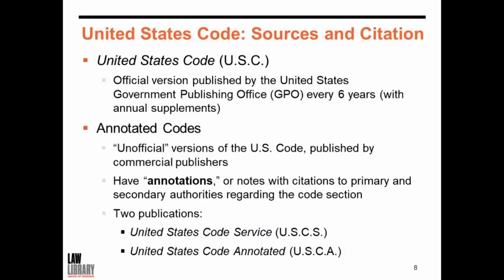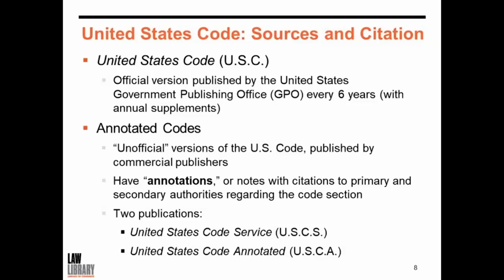And maybe you're thinking, like, why would I use an unofficial version if there's an official version? Well, there's a couple of good reasons. The unofficial versions add more content, and especially these very helpful notes called annotations that provide summaries of cases applying or interpreting that statute. And they give you citations to secondary sources that analyze the law. So there's a lot of extra great information in these unofficial codes. And that's why they're also called annotated codes.